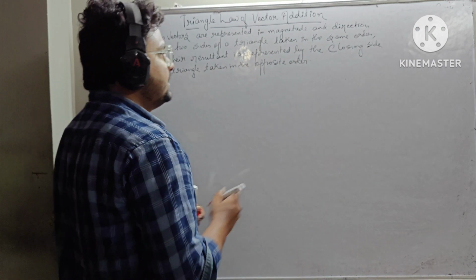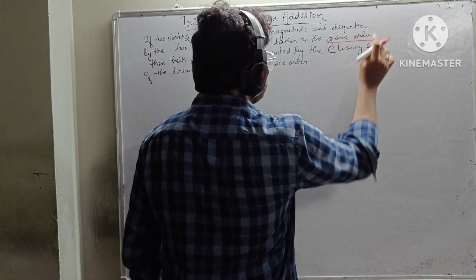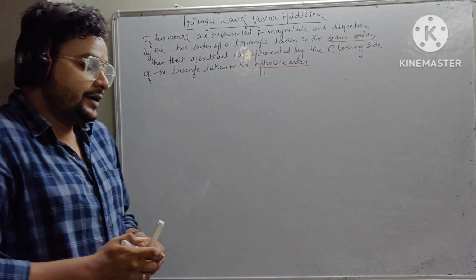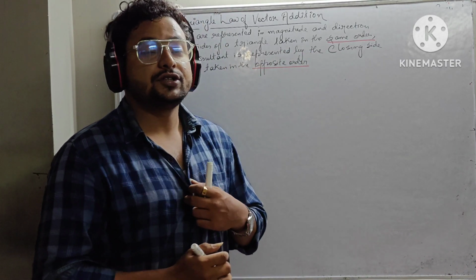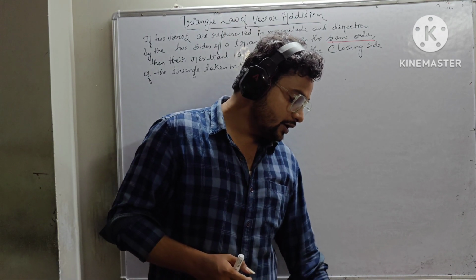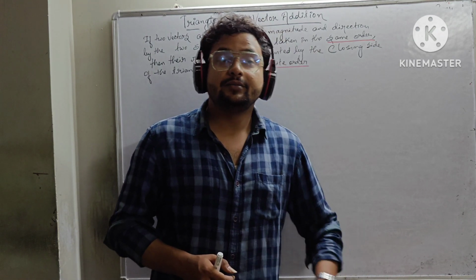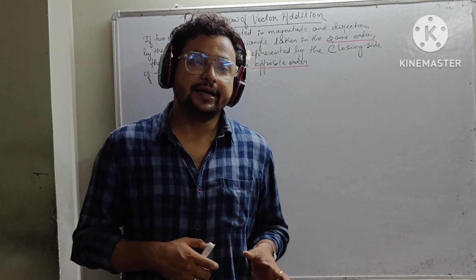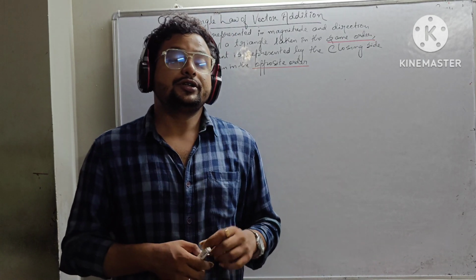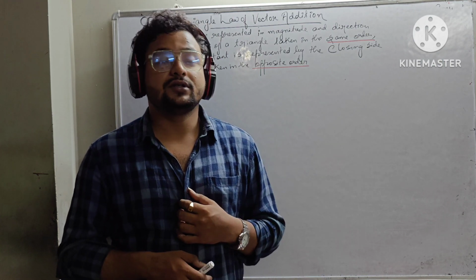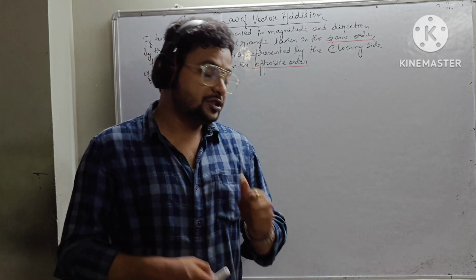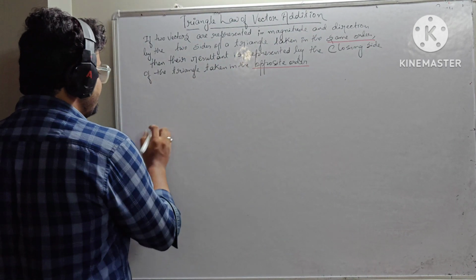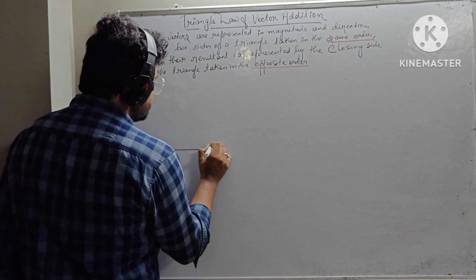These two phrases are very important: same order and opposite order. It says that if two vectors are represented by the two sides of a triangle taken in the same order, then the resultant, that means, what is the meaning of resultant? If you add two vectors, the result that you will get is known as the resultant. So the resultant will be the closing side of the triangle taken in the opposite order. What does it mean? Suppose we have one vector over here. So this is one vector.